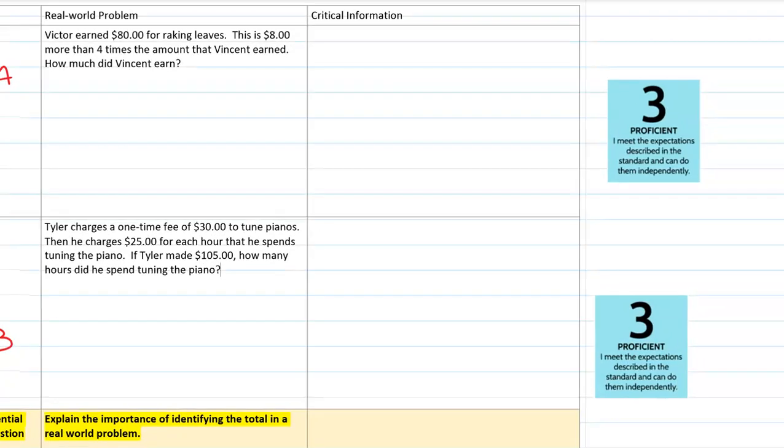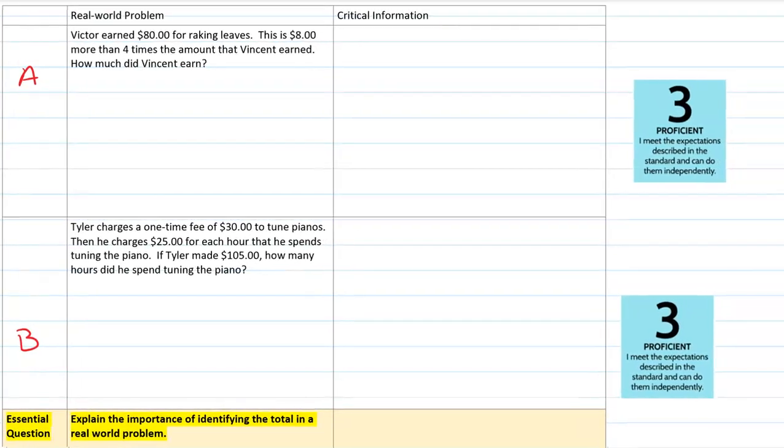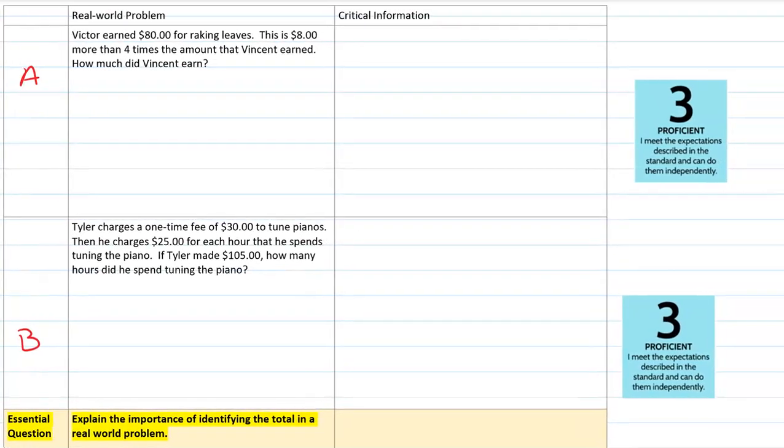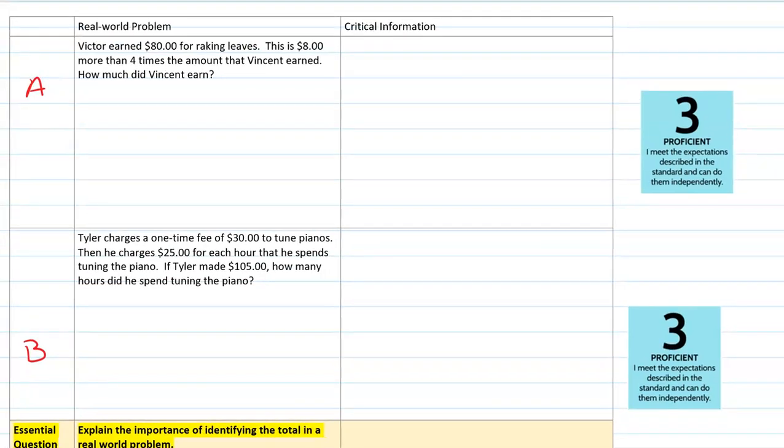So, as before, I am going to read this. You're going to read it to yourself as well, and you're going to write down the critical information that you believe comes from the story. Once you push play again, you should go and see if we match with our critical information.